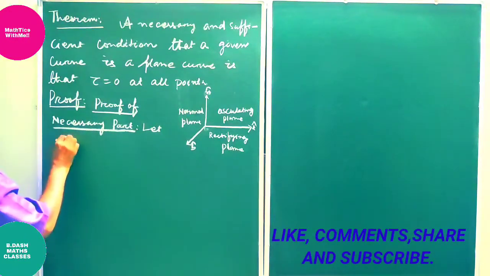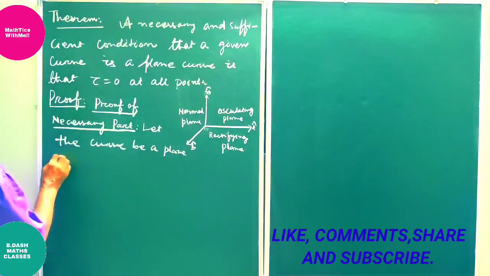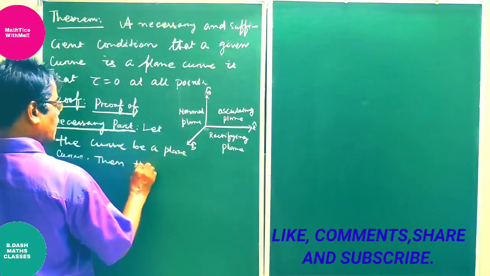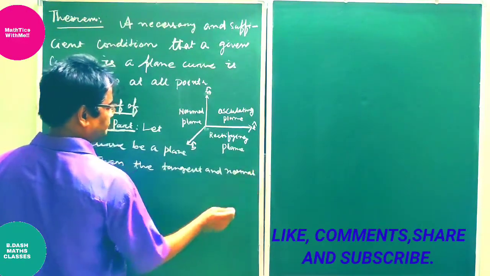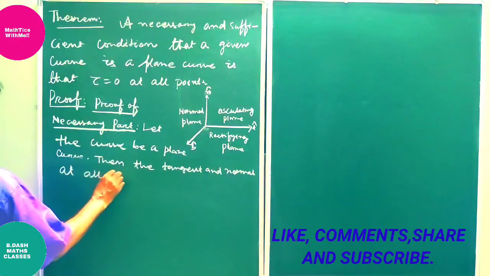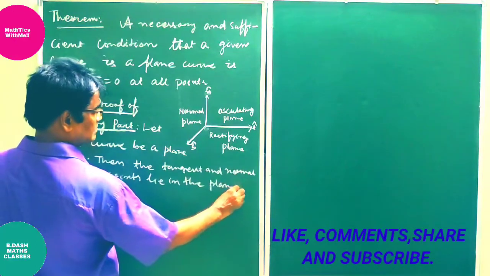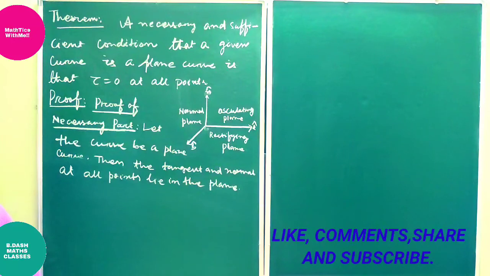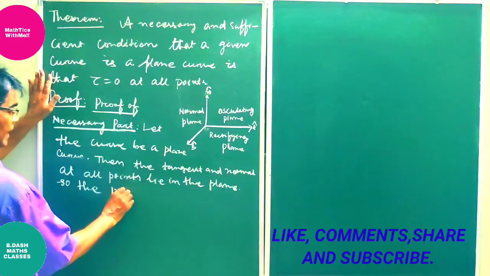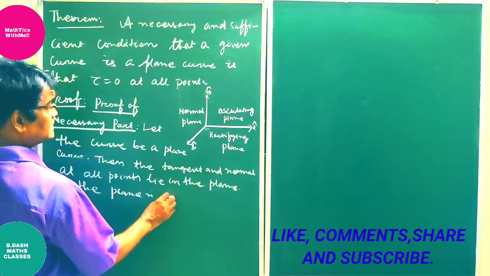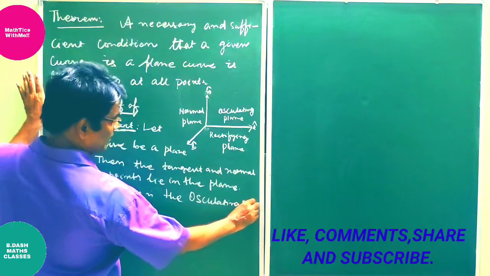Let the curve be a plane curve. The tangent and normal at all points lie in the plane. So the plane is the osculating plane.